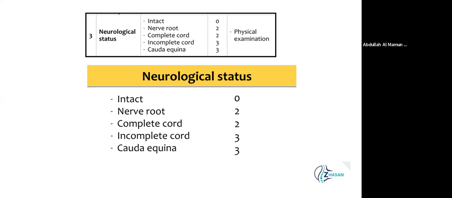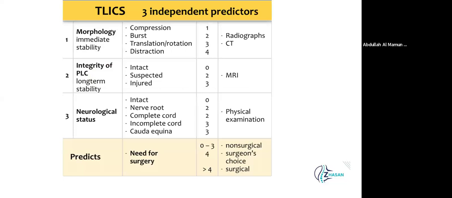So when we add them all together, we decide whether this fracture needs surgery or can be treated conservatively. There is a point system. If the total is 3 or less than 3, it is non-surgical. If it is more than 4, it is surgical. And if it is exactly 4, then it is your choice. If you have the ability, the expertise, and the facility, then you can do it.